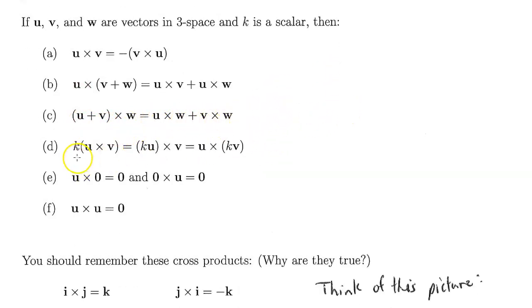And then if you multiply by a scalar, so if you do u cross v and do this scalar multiplication of that vector with k here, that's the same thing as if you had done ku cross v or u cross kv. Okay, and any vector cross the 0 vector is the 0 vector. Okay, in either direction, u cross 0 or 0 cross u ends up giving you the 0 vector, and a vector crossed with itself gives you the 0 vector.